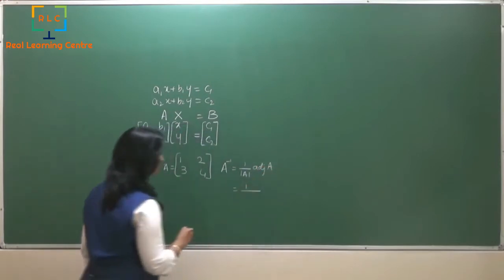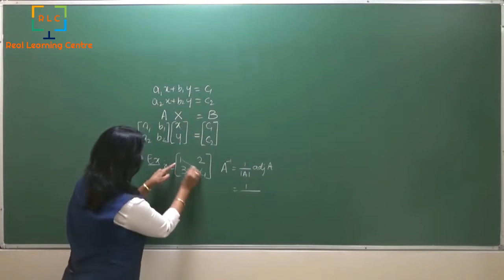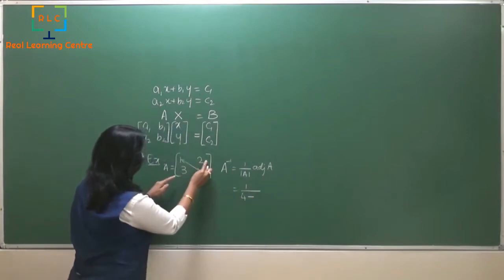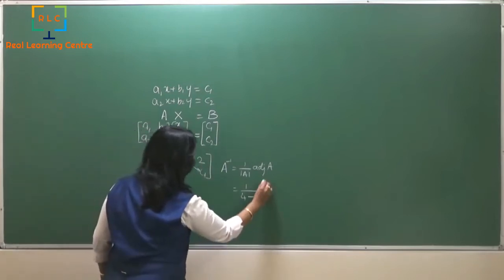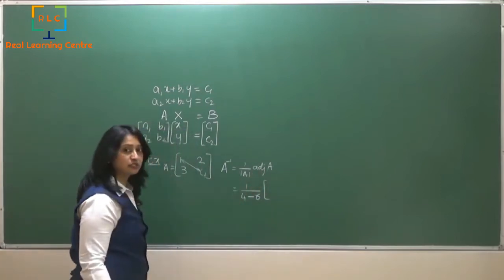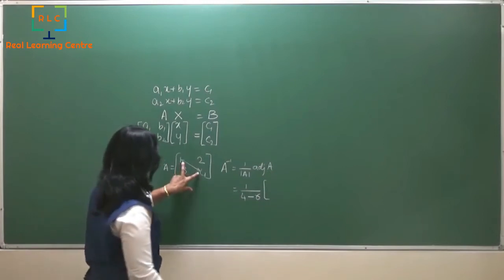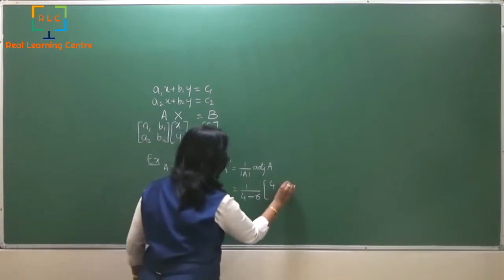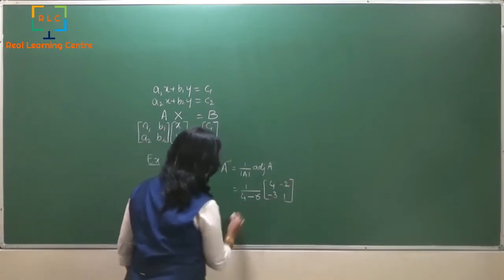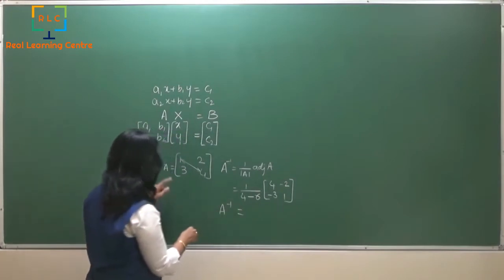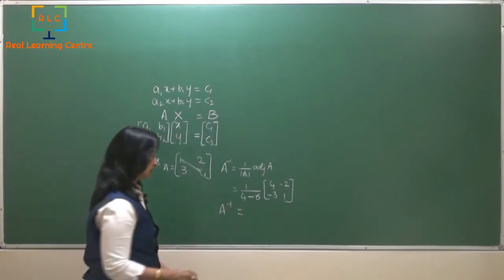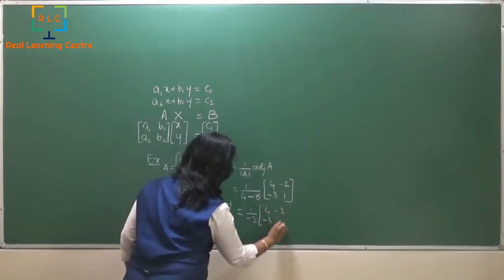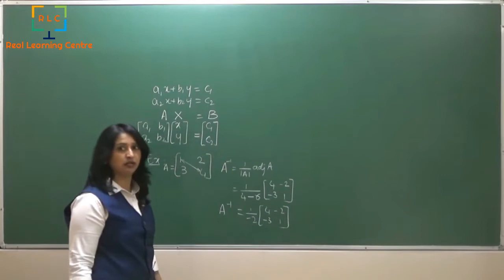That is 1 by, what is determinant A? First I will multiply the principal diagonal elements. So 4 ones are 4 minus the other diagonal elements, 3 twos are 6, into adjoint. I had told you there is a shortcut: interchange these two elements, 1 and 4, so 4, 1 comes here, and 2 and 3 are written with opposite signs, minus 2, minus 3. So the inverse of this matrix A inverse is given to be 1 by minus 2 into 4, minus 2, minus 3, 1. This was the inverse we had learnt.